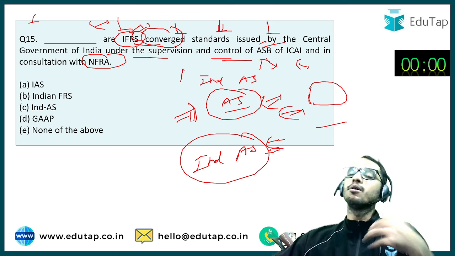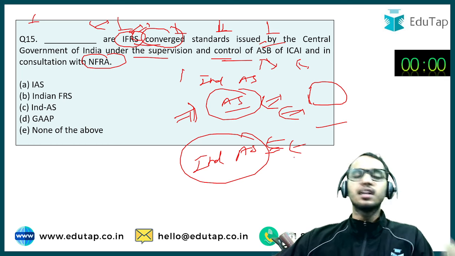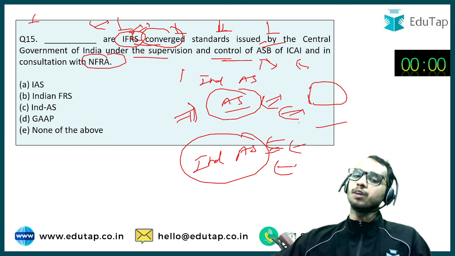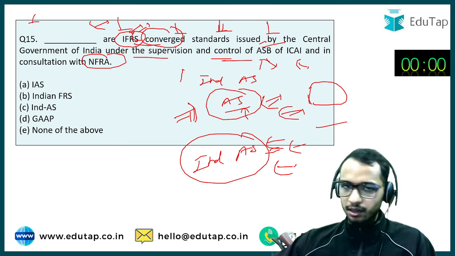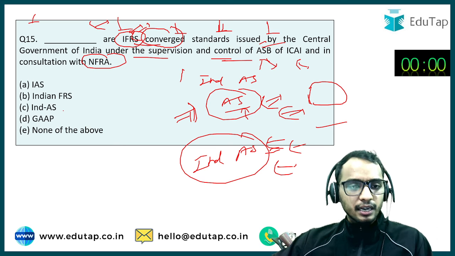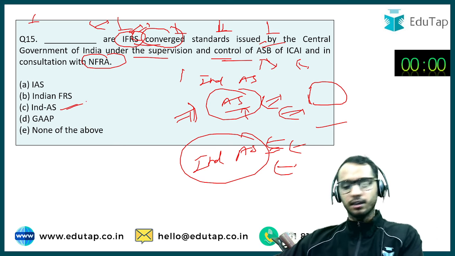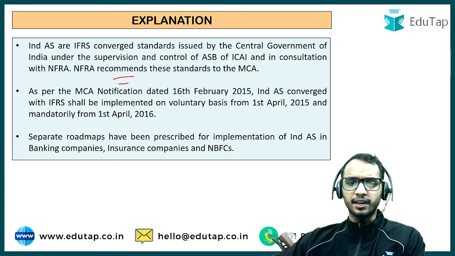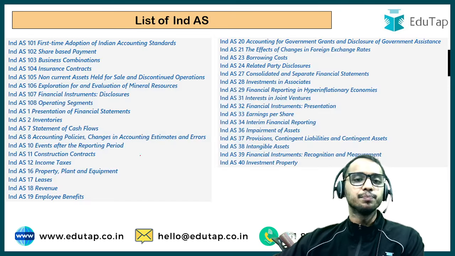Clear? Now a few companies need to follow the Indian accounting standard, and the rest of the companies need to follow the accounting standard, right? So the answer would be what? Ind AS, that is Indian Accounting Standard. Clear? Question number 15 was easy, right? So this is what we have discussed in the previous slide.